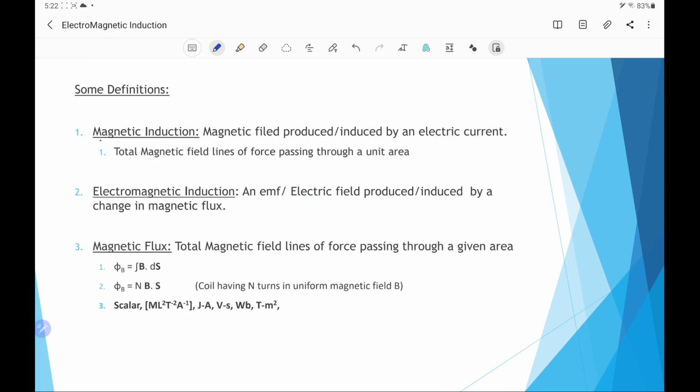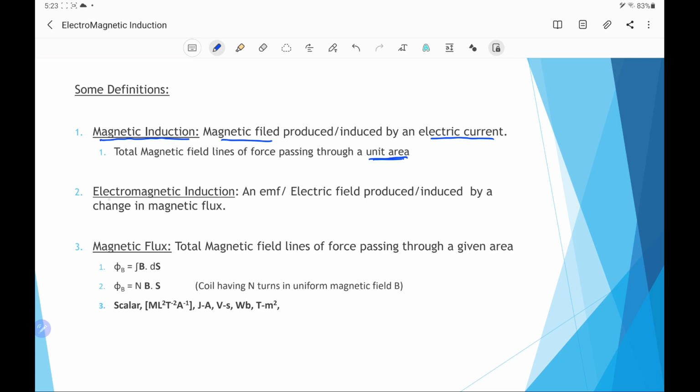First is the magnetic induction. It is the magnetic field which is produced by the electric current. If electric current passes through a conductor, it creates a magnetic field around it, and this is the magnetic induction. It can be explained in terms of the total field lines of force which pass through the unit area.